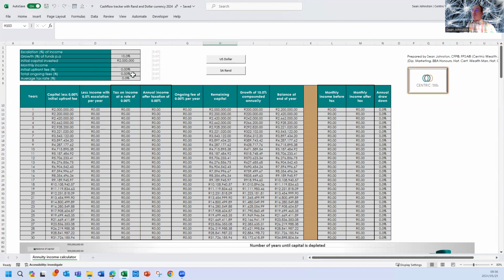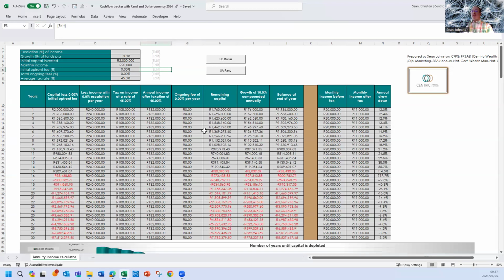I have left it off for now, but if you were to put in a tax rate and say the maximum is 45%, it'll then pull through the tax rate. It's irrelevant now because you're not drawing an income. So let's say you've got 2 million Rand and you go and draw 20,000 per month. Obviously that's proportionate, 20,000 relative to 2 million. In this case, it's a 12% drawdown. That's with getting the growth.